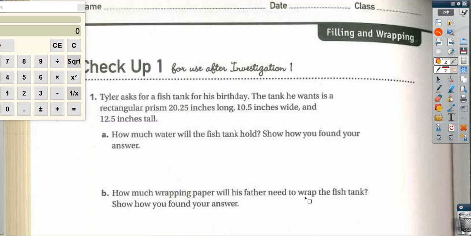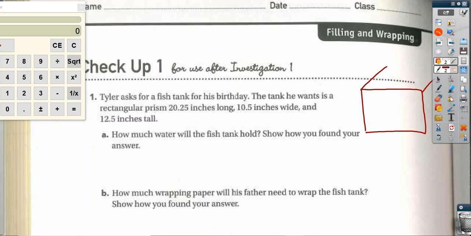Alright, so today we are going to go over the checkup 1 that you guys just completed. So Tyler asked for a fish tank for his birthday. The tank he wants is a rectangular prism, 20.25 inches long, 10.5 inches wide, and 12.5 inches tall. So the first thing that I want to do when I know that it's a rectangular prism is to draw it out.